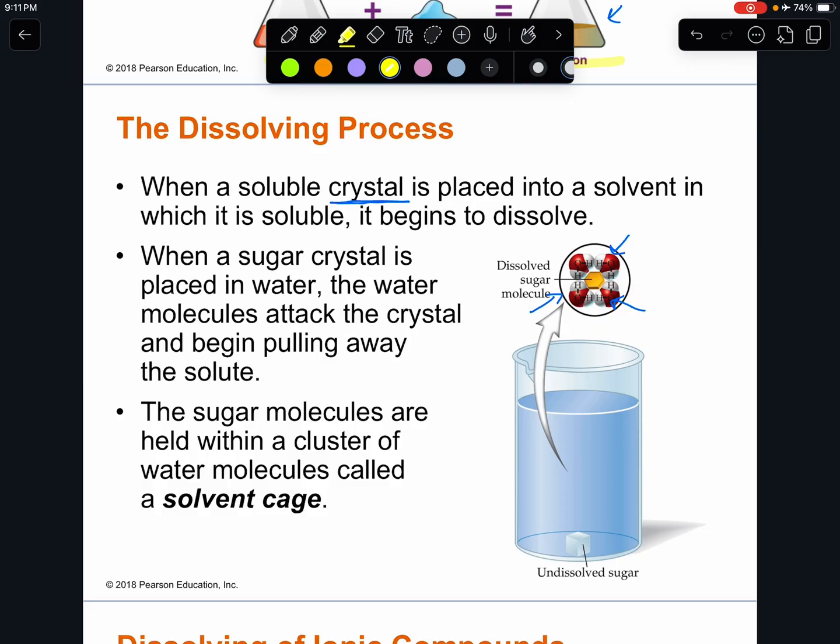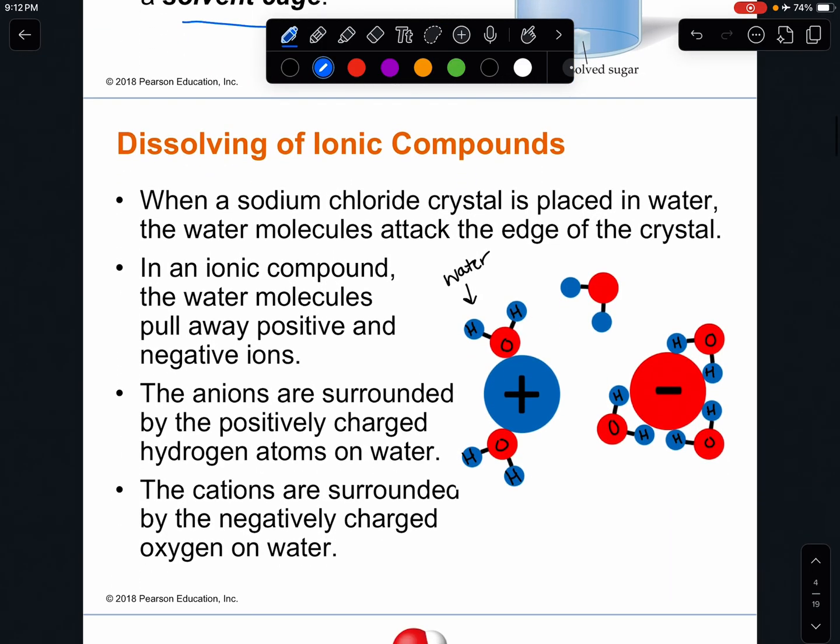Now, when something dissolves, it really is quite an elaborate process. When we talk about anything dissolving, we're going to use the word crystal because that just means it's some sort of solid. It could be an ionic solid, such as salt or even sugar. And when something is going to be dissolved, you put it into some sort of solvent, such as water. For example, here in this picture, we have water molecules surrounding a sugar cube. The water molecules surround it in what we call a solvent cage. Each sugar molecule is actually surrounded by water molecules, and that is what breaks apart the sugar and dissolves it eventually.